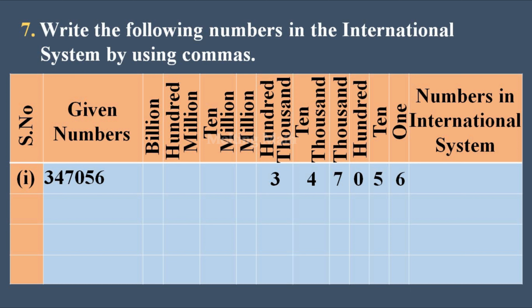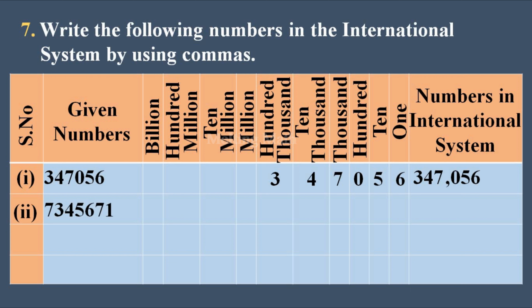Okay, so just see here. Here the ones, tens, hundreds come under the ones period. So put a comma here. Then thousands, 10,000s, 100,000s come under the thousands period. So just write as it is. Okay, so that's it. Next is the second one.